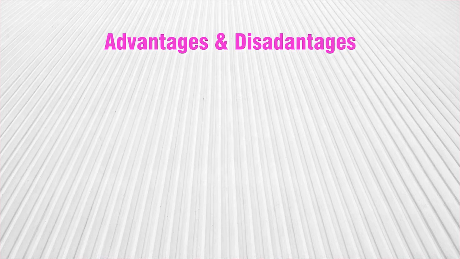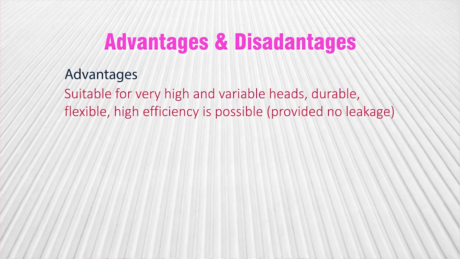So we have discussed the two different types of classification of reciprocating pumps, based on the sides from which water comes in contact with the piston, and on the number of cylinders provided. There are a number of advantages and disadvantages offered by reciprocating pumps over other pumps. One of the key advantages is that it is very suitable in situations where a high and variable head is present. Such pumps are durable, they are flexible in operation, and they can provide us with a high efficiency provided there are no leakages from the system.